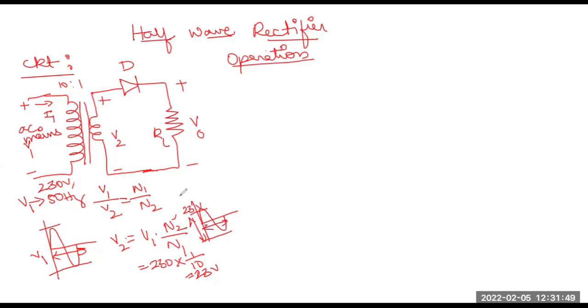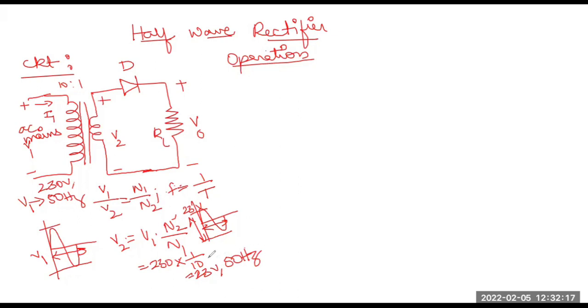Time period is nothing but the reciprocal of frequency, right? Frequency is equal to 1 by time period. So frequency doesn't change when the signal is induced from primary to secondary, which means the frequency at the secondary end is also 50 hertz.